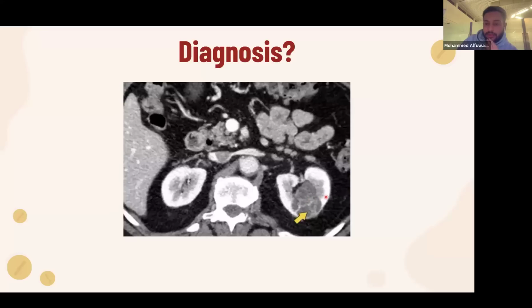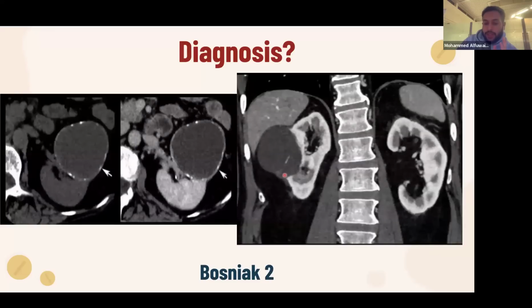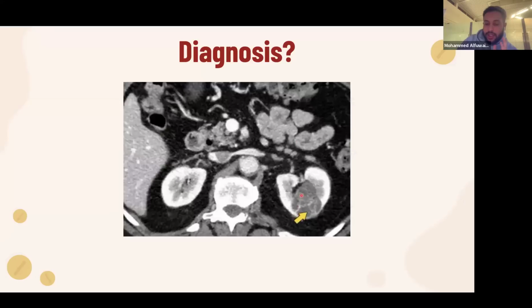Thick, irregular septations. Bosniak 3. Perfect. Thick and irregular septations. Here, if you look at this septation, it's regular. It's just one line. Here, it's irregular. It goes everywhere. So this is Bosniak 3. What do you want to do in this case? Do you want to leave it, or do you want to do biopsy or further investigation?